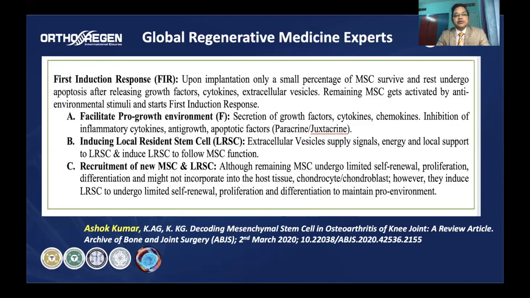The first step is called the first induction response, which has three subcomponents. So what happens when you inject or implant stem cells inside your body, like the knee or another part? The majority of these cells disappear or die. But before doing that, they are able to do their work. How? By releasing growth factors, cytokines, and extracellular vesicles. And some of those cells are able to survive.